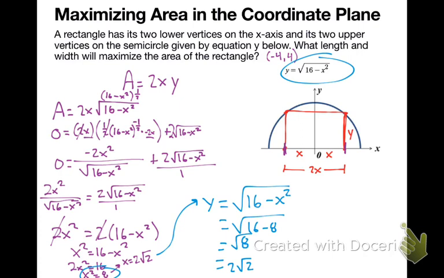Now be careful, you might think that we have a square because we got the same thing for x and y, but remember, the bottom side of a rectangle was not just x, it was 2x. So for our dimensions here, if I want to draw the rectangle again, for y we got 2 square roots 2, but this bottom side is 2 of those x's. So 2 square root 2 times 2, 4 square root 2. Here is the length and the width that will maximize the area of this rectangle.